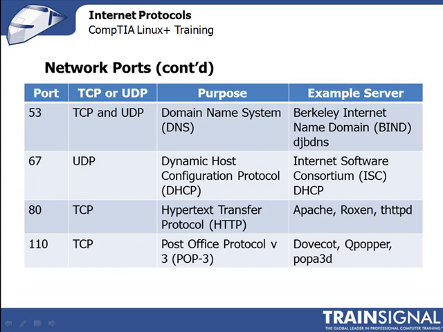Example servers are Apache, Roxen, and THTTPD. The next one we should also recognize, which is 110, and uses TCP, and port 110 uses POP3. Example servers are Dovecot, QPopper, and POP-A3D.